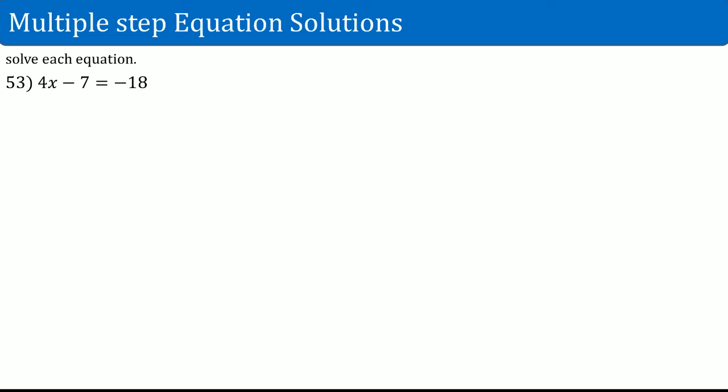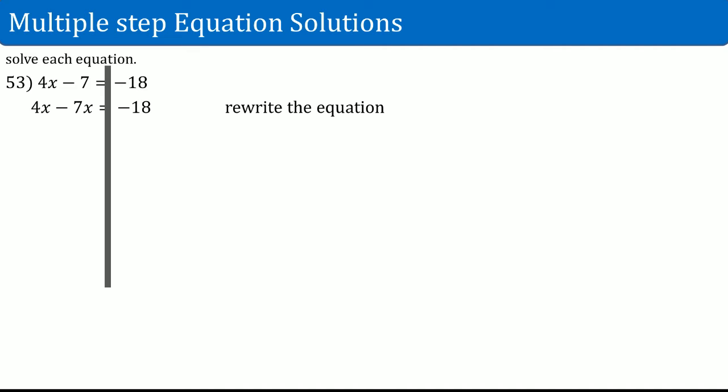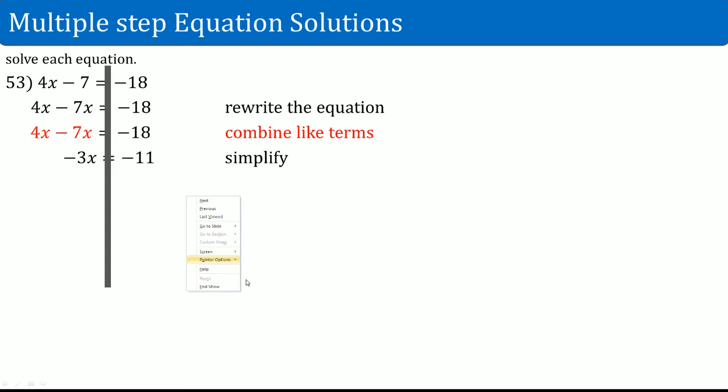53. 4x minus 7x is equal to negative 18. Rewrite the equation and draw the line straight down. There are some like terms that we can combine. 4x minus 7x becomes negative 3x. On my right-hand side, that should still be an 18. Well, how did that become an 8? I did not copy it right. That should be an 18.